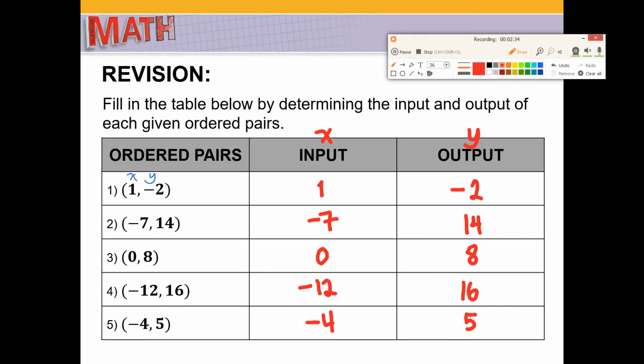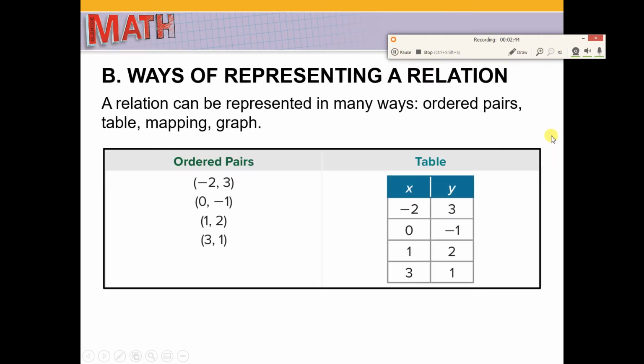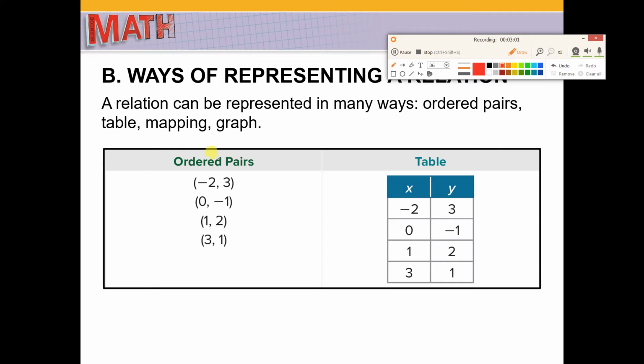Alright, now we can move on to the main part of this video, which is about the ways of representing a relation. A relation can be represented in many ways: ordered pairs, table, mapping, or graph. Now, what do these look like? An ordered pair, as we know, is this example. It is written like points to graph on a Cartesian plane.